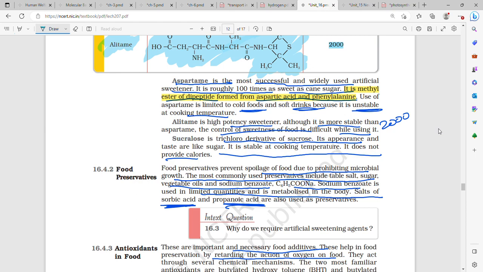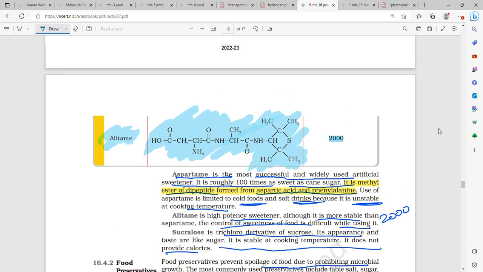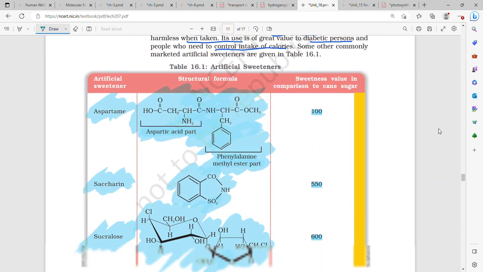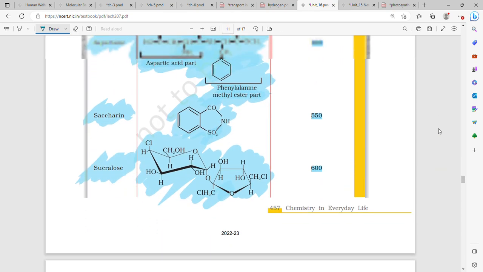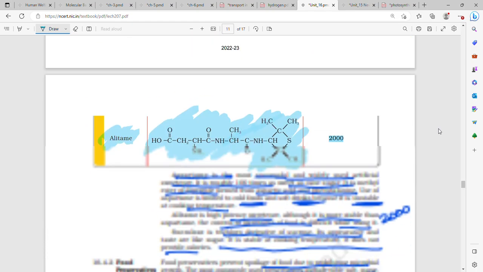Alitame is the sweetest, a high potency sweetener. Although it is more stable than aspartame, the control of sweetness in food is difficult while using it. It is 2000 times sweeter than cane sugar. Sucralose is a trichloro derivative of sucrose.